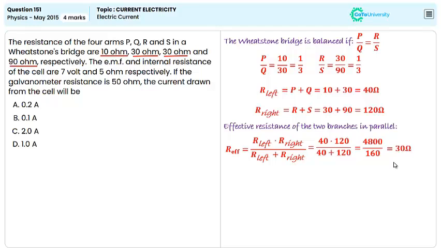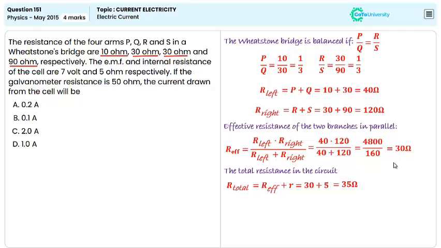The total resistance in the circuit is the sum of the effective resistance and the internal resistance of the cell, which is small r. Therefore, R total is R effective plus r, which is 30 plus 5, equal to 35 ohm. Now let us calculate the current drawn from the cell.